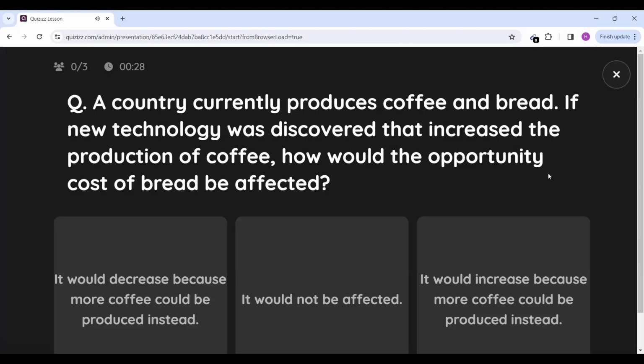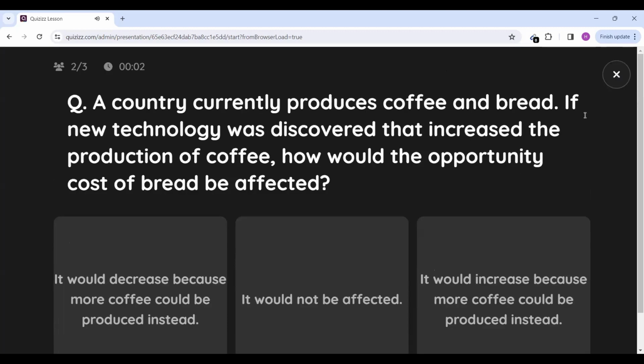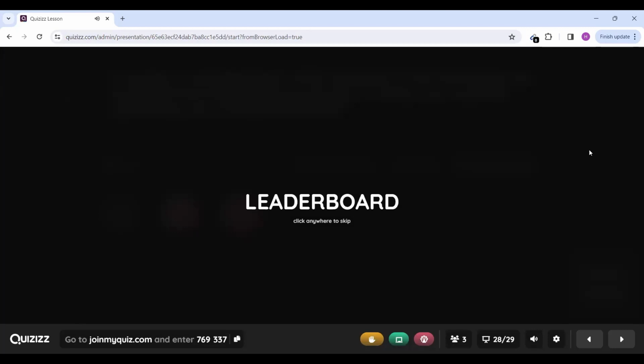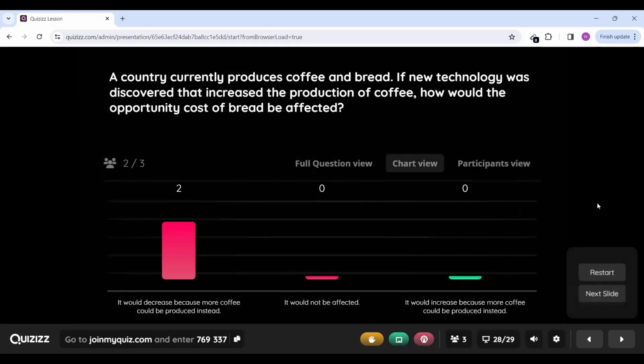So, a country currently produces coffee and bread. If new technology was discovered that increased the production of coffee, how would the opportunity cost of bread be affected? So it would increase because more coffee could be produced instead.